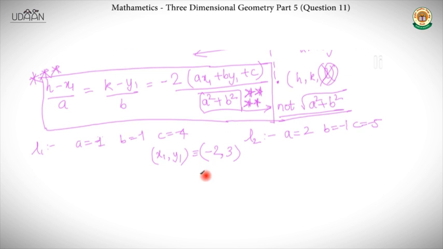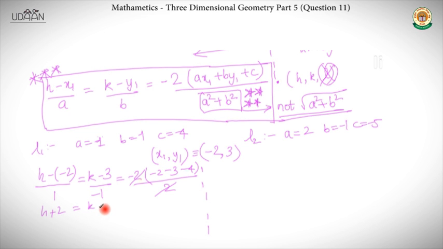So for L1 we'll get the coordinates of point B, which would be (h minus -2) by 1 equal to (k minus 3) by -1, which is -2 of (ax1, which is -2, plus by1, -3, plus c, -4) upon a square plus b square, which is 2. So this 2 gets cancelled over here. So h plus 2 equal to (k minus 3) by -1, which is 2 plus 3 is 5, 5 plus 4 is 9, plus 9, which gives (h, k) as (7, -6). This is B.